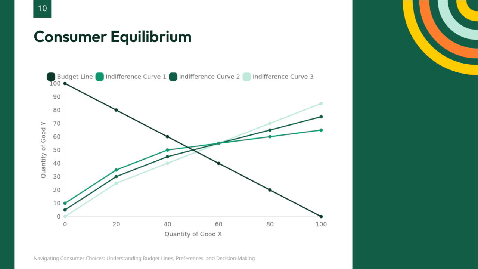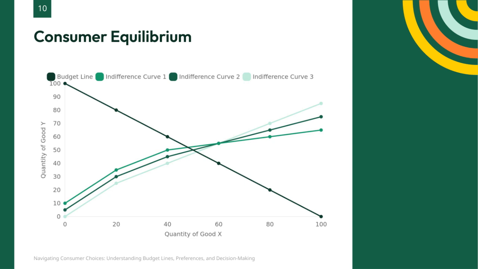The indifference curves show different levels of satisfaction or utility for the consumer. Each curve further from the origin represents a higher level of satisfaction. Consumer equilibrium occurs where the budget line is tangent to the highest possible indifference curve. In this chart, you can see that indifference curve 2 touches the budget line at the point where the consumer maximizes their utility without exceeding their budget.